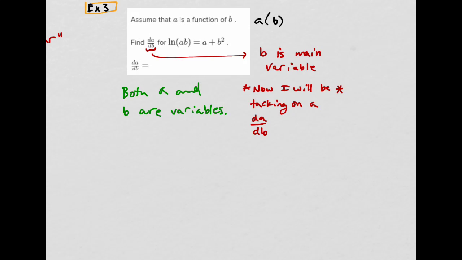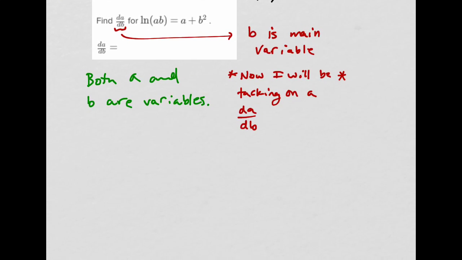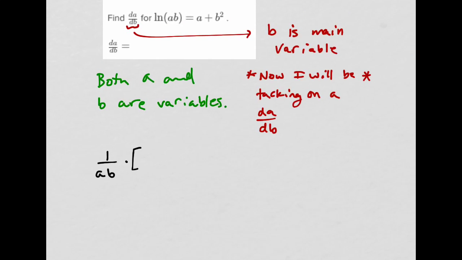So let's see what we have. First of all, I take the derivative of the natural log. That's just 1 over x, usually. However, I don't have x. Here I have ab. So it's the derivative of the outside with the inside the same, so 1 over a times b, times the derivative of the inside. And that's product rule, so I've got to put parentheses around it.